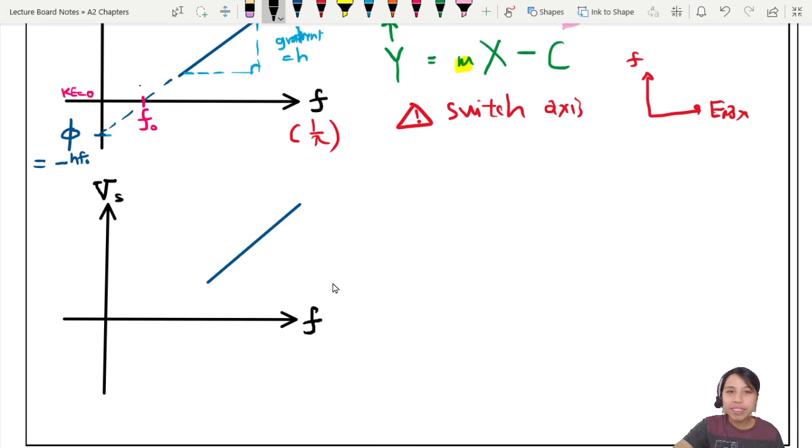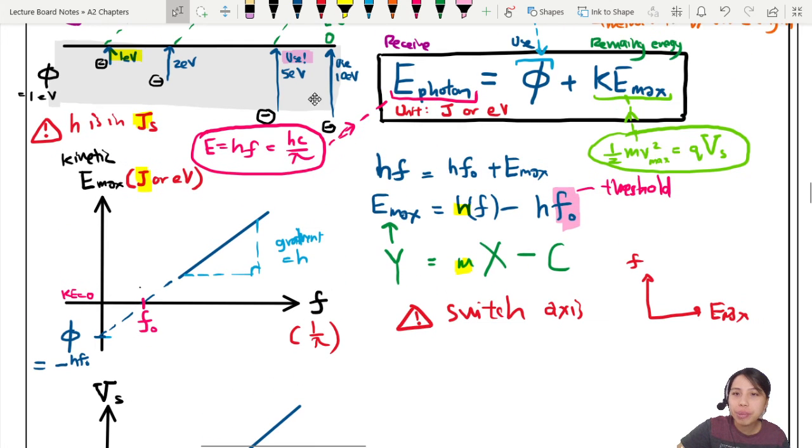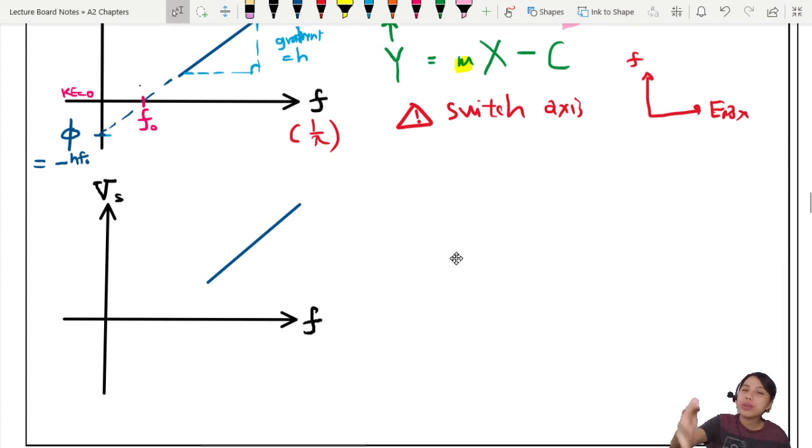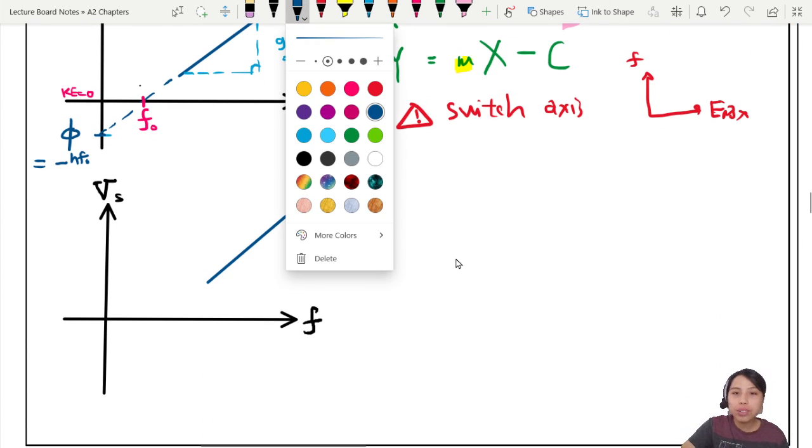So how do you linearize your equation? Where do you see Vs in the equation up here? Your main equation, there is no Vs, but here there is. So you might need to substitute this into KE max. So let's do that and see if we can linearize an equation to find an equation for this graph.